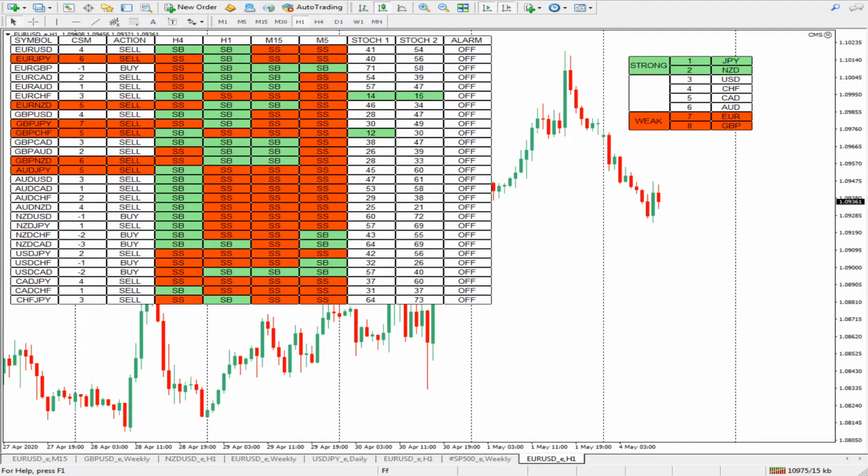So basically today we're going to trade a combination of these: either NZD and Euro, NZD and GBP, or JPY and Euro, or JPY and GBP. A combination of those four will give us a correct place to trade from. This is based on the strength meter.